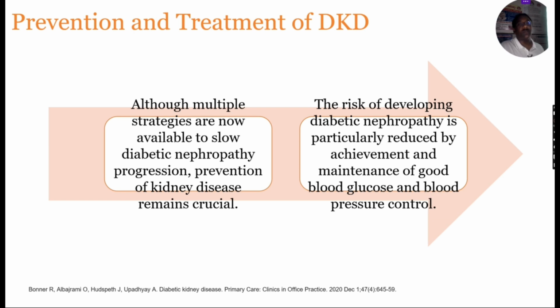Okay. Although multiple strategies are now available to slow diabetic nephropathy progression, prevention of kidney disease remains crucial. The risk of developing diabetic nephropathy is particularly reduced by achievement and maintenance of good blood glucose and blood pressure. Again, on day 1, I told you ABC is very important in diabetes. What is A? A1C, that is your diabetes control. What is B, Ramu? Blood pressure. What is C, Lakshmi? Cholesterol. So that is very important.